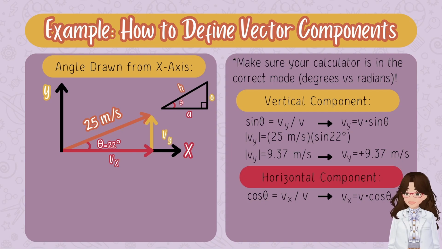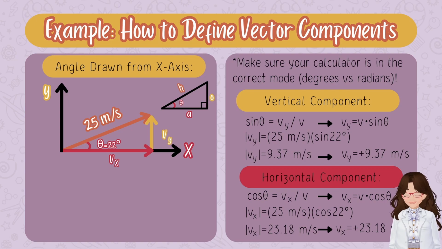Now, for the horizontal component, I'm going to do the same thing with cosine. I'm going to get that the magnitude of Vx is equal to 25 meters per second times cosine of 22 degrees. This will give me 23.18 meters per second. And I can look at the vector to see that Vx is moving to the right, which is a positive direction. Therefore, I'm going to say that it is equal to positive 23.18 meters per second.